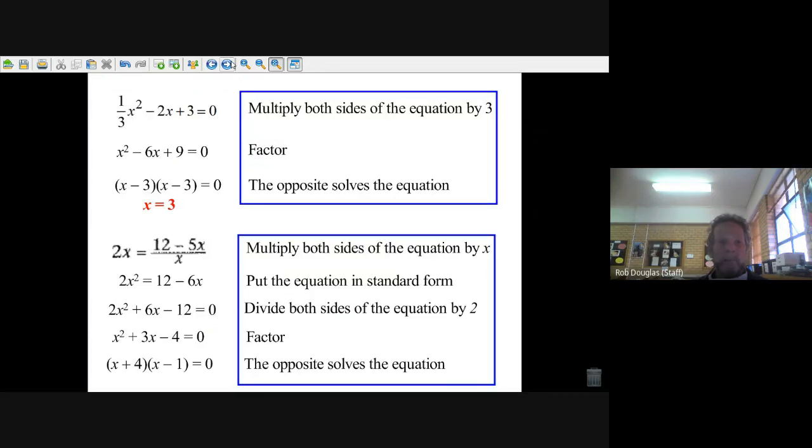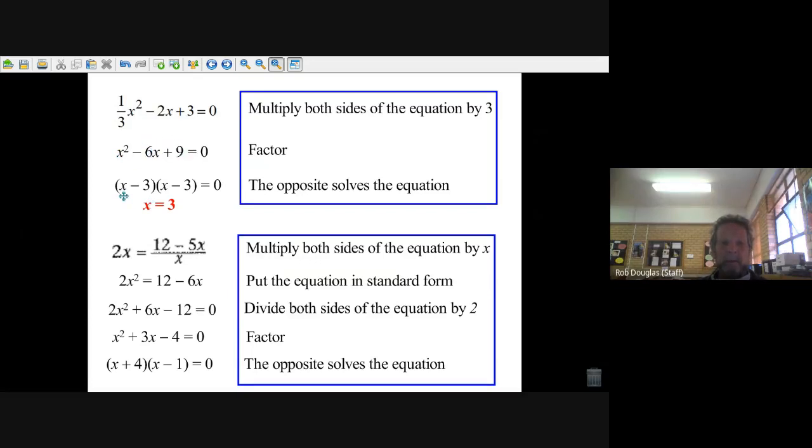Let's look at a couple more here. This question, I don't like this 1/3 x squared minus 2x. It's got 0, that's good. But if I multiply every single thing by 3, 1 over 3 times 3 is 1x squared, 3 times minus 2 is minus 6x, 3 times 3 is 9. Well, there we go. We've got a nice quadratic in the form ax squared plus bx plus c.